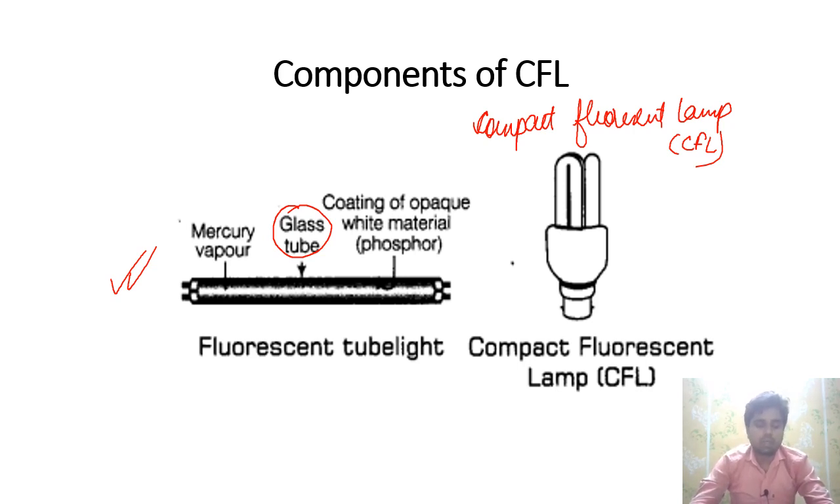So that mercury vapor is present in the CFL, and this is for fluorescence, so a fluorescent tube light is formed. The full form says that it is a compact fluorescent lamp. It has three major components: glass, and the glass is covered with phosphor, and inside the glass there is mercury vapor. Now, student, see, you have to give different points on whatever we have studied right now.